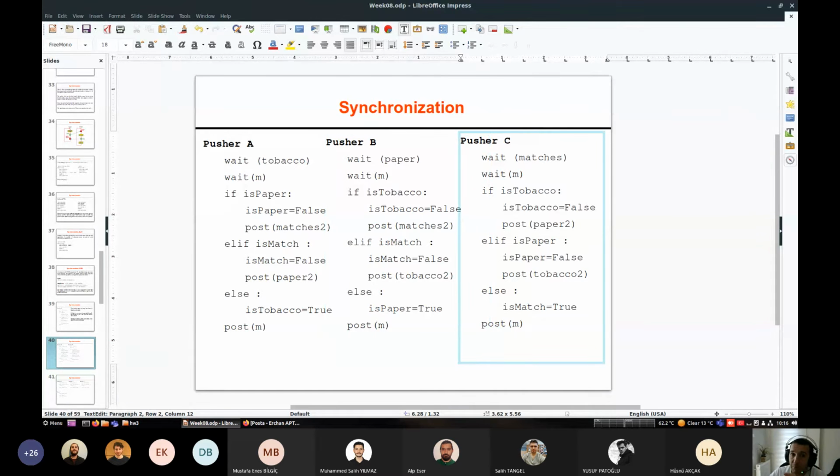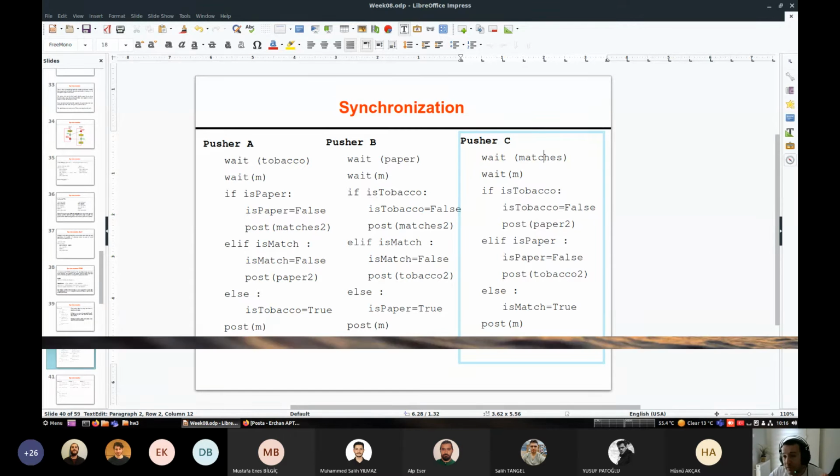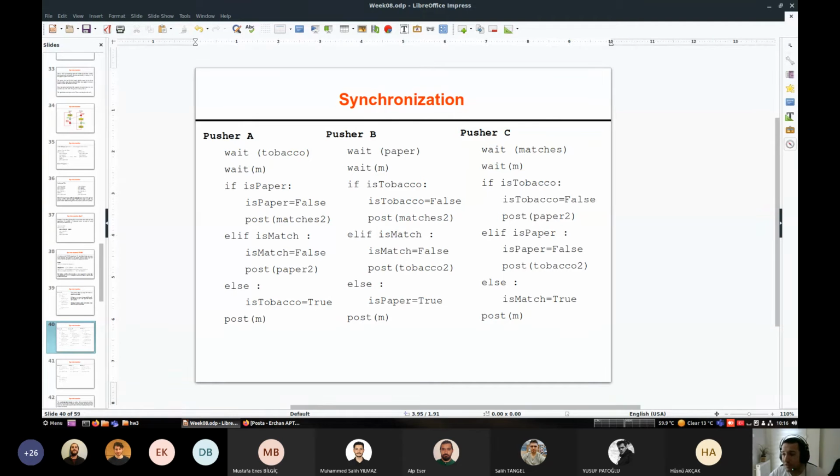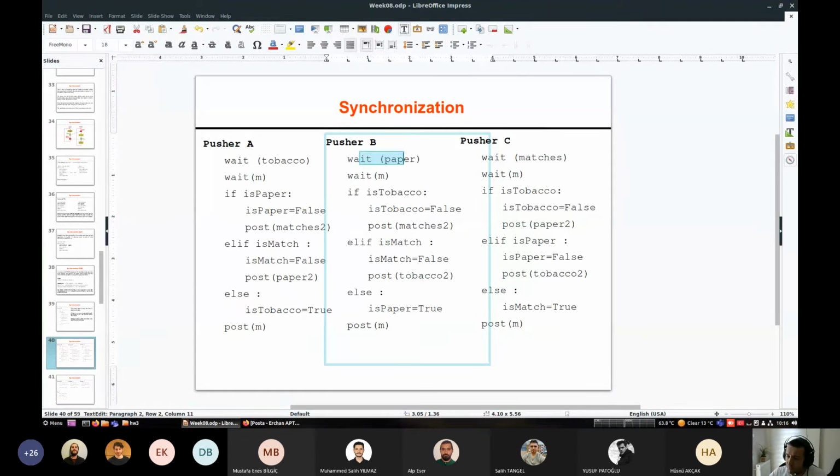execute. Maybe pusher B will execute before pusher C, or maybe pusher C will execute before pusher B. We don't know that. Let's say pusher B executes before pusher C. Now, there is paper and matches, so the wait will succeed. It will get the lock. Now it checks the variables. Now, is tobacco true? No, it's not true.